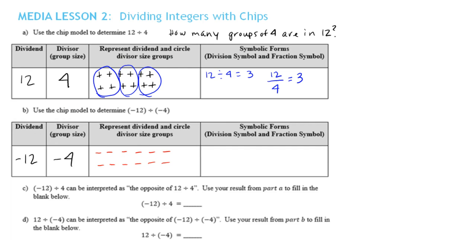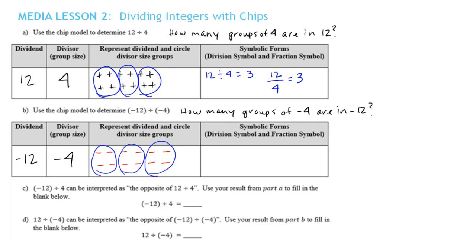And we want to see, let's write this out, how many groups of negative 4 are in negative 12. So now we have our negative 12. We want groups of size negative 4. Well, this is one group of negative 4, 2 groups, and 3 groups.